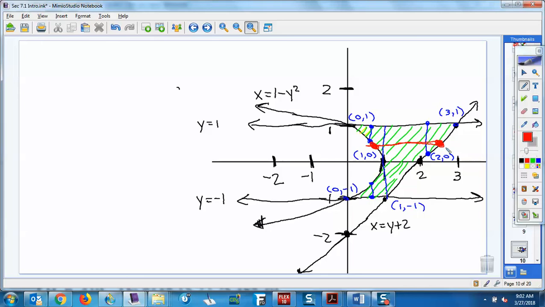Wouldn't every red strip I draw, every single red strip in here, touch this line on the right? And it would touch the parabola on the left, wouldn't it? And so you could do this whole thing with just one integral. If you do vertical strips, you'd have to divide this up into 3 different pieces. So horizontal strips can be an advantage.